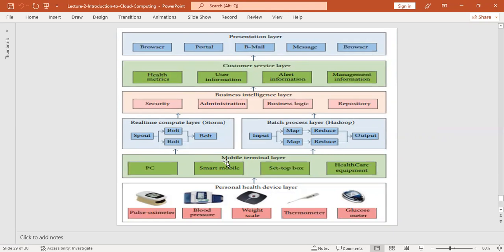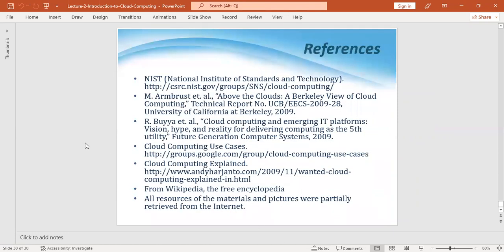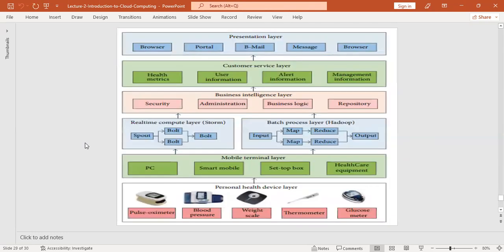And then we have the mobile terminal layer, and the last part, from top to bottom, is basically the personal health devices. So we have already seen this. So this is how the cloud is actually playing its vital role in the healthcare industry.